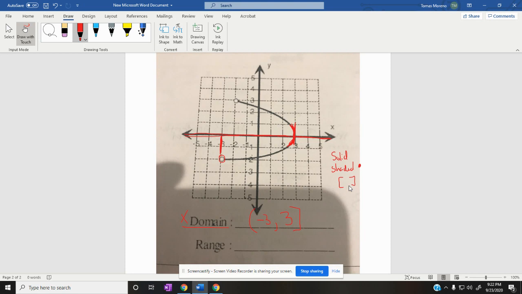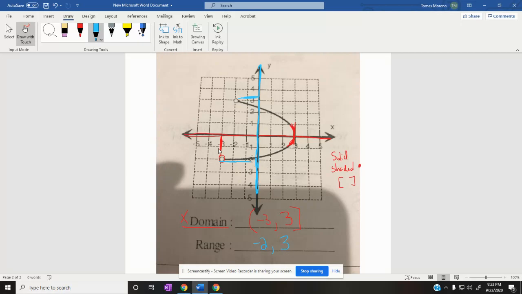Now, what about our range? Our range is very similar, right? We're going to look at the y values, so now we're looking at the up and down, this y-axis. Again, I get my lowest y. I'm drawing a line this way: -2. And then I get my largest y, which in this case looks like +3. Again, I separate them with a comma.